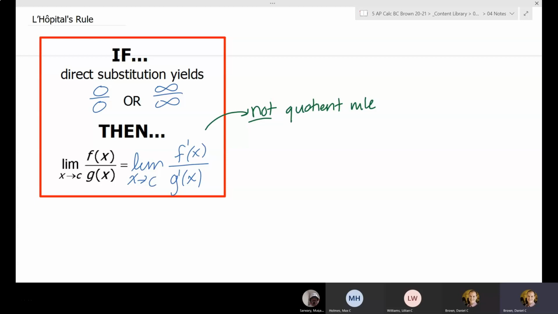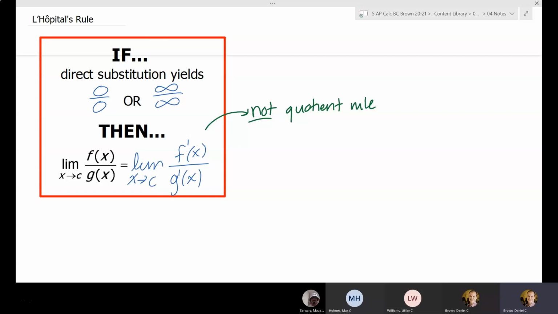Where the AP exam gets picky is that you have to clearly show that the limit of the numerator is going to 0 or infinity, and you have to clearly show that the limit of the denominator is going to 0 or infinity. It's just some notation you have to be careful with. But that is basically what L'Hopital's rule states and allows us to do.